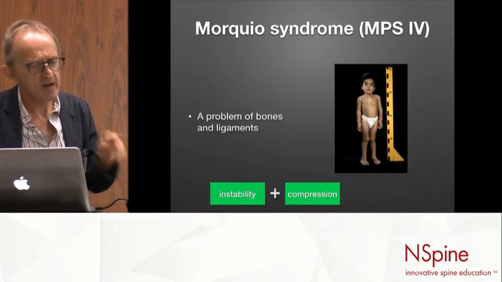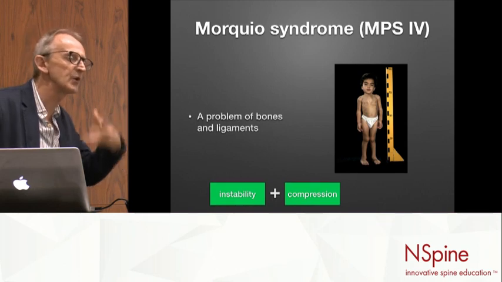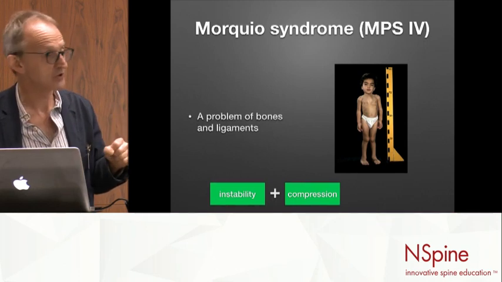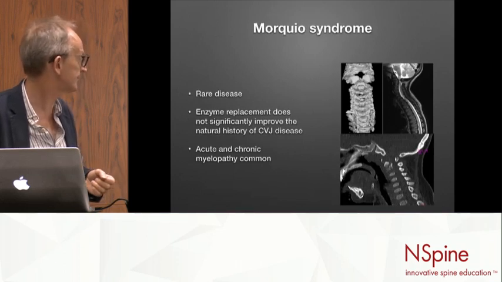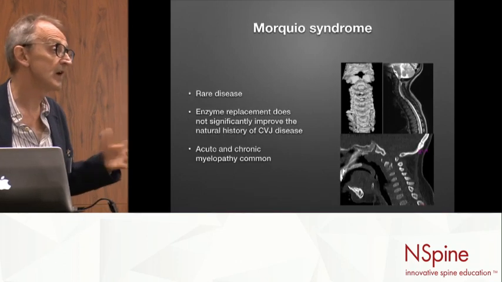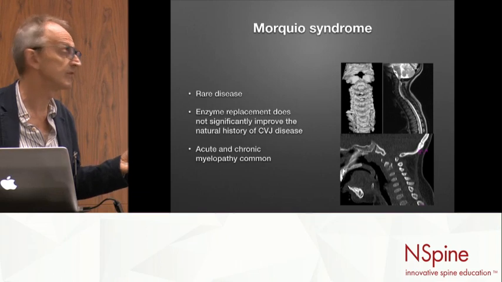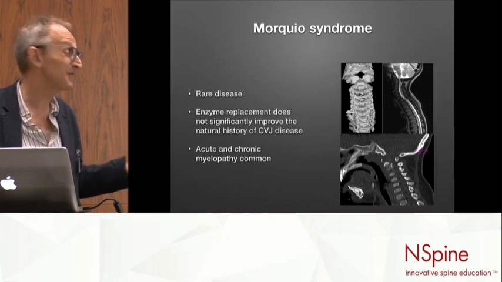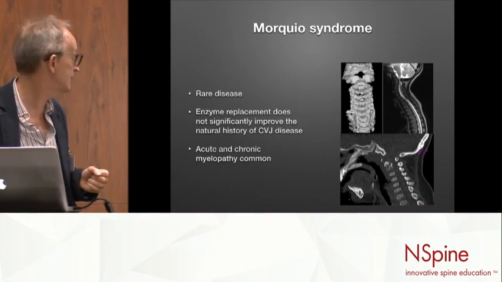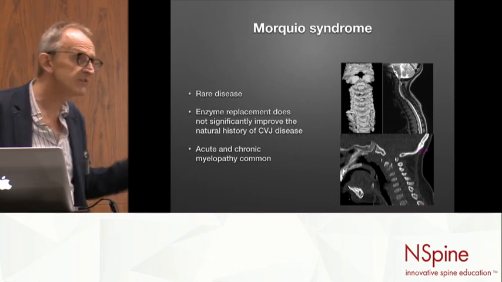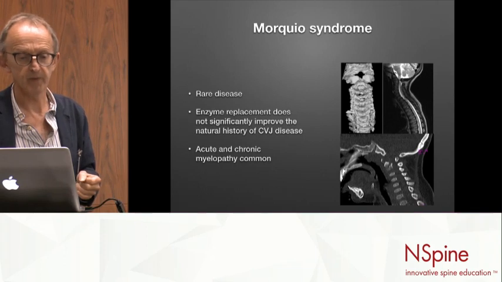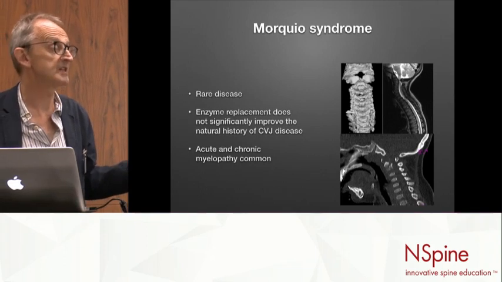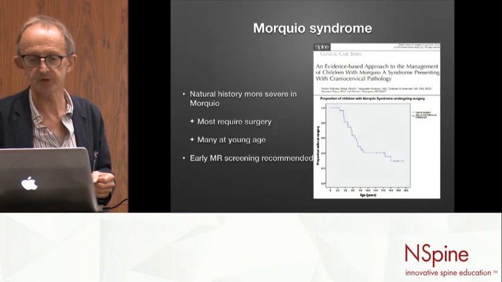What about Morquio? Here we've got a different situation, because now we've got a problem of ligaments and bones, the combination of instability and neuraxial compression. It's very rare. As you well know, there's disease-modifying drugs now in the form of enzyme replacement therapy, but unfortunately those don't have any impact on the neuraxial disease. Many of these children will develop either acute or chronic myelopathy, and indeed acute myelopathy in these is much more common than, for example, in Down syndrome.